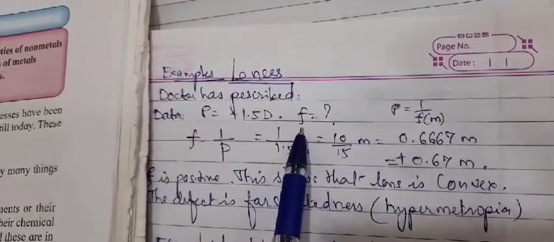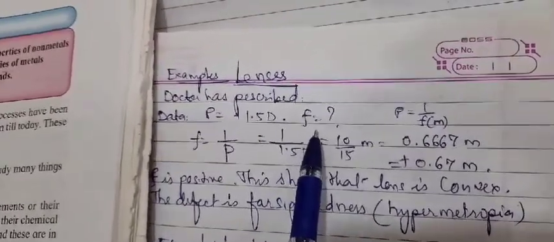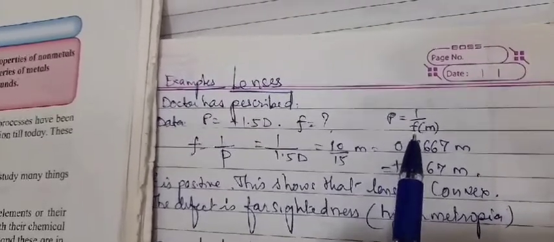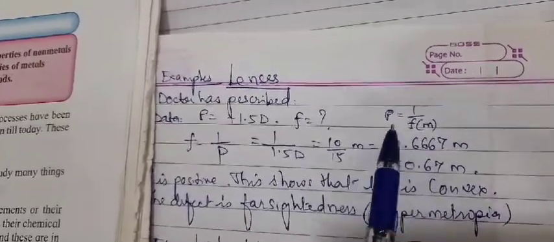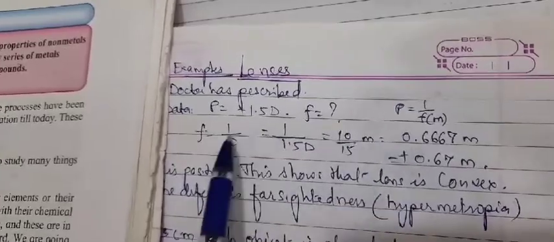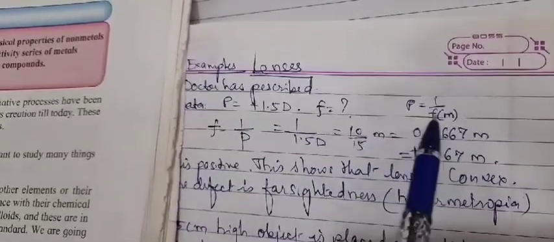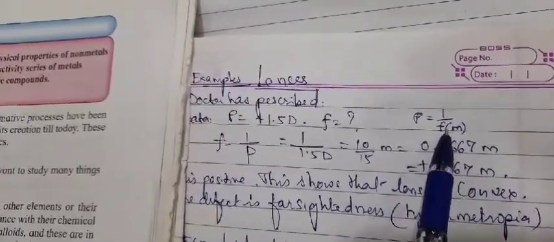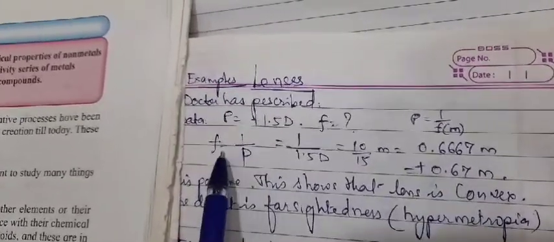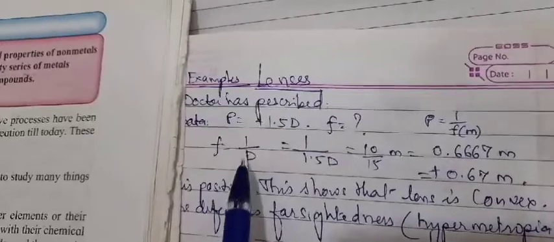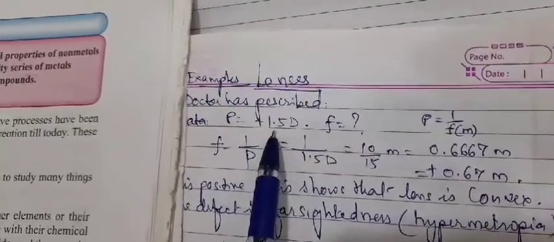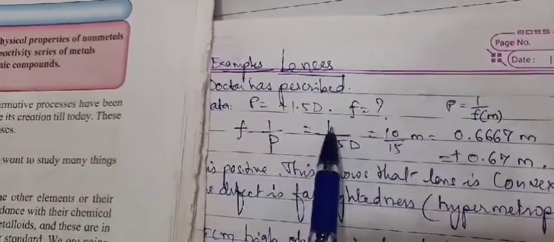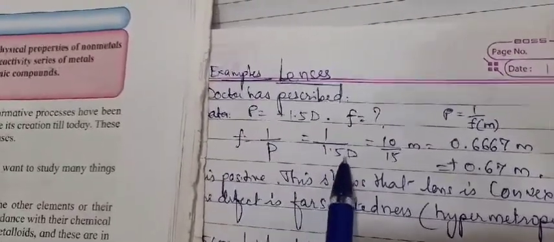Then we want to find f, the focal length. So we know the formula P is equal to 1 upon f, with f in meters. So can I write this as f will go in the numerator and P will come in the denominator. So that will become f is equal to 1 upon P. Now put the value of P, that is 1.5: f is equal to 1 upon 1.5 diopter.